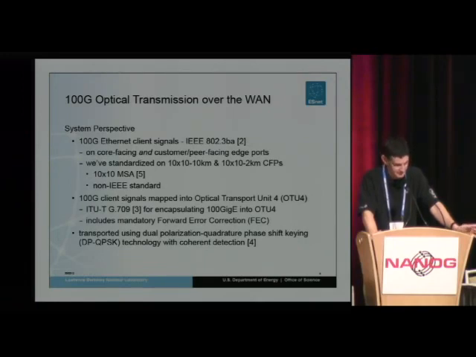But that FEC actually provides a coding gain that can be measured in dB that helps to reduce the required optical signal-to-noise ratio.